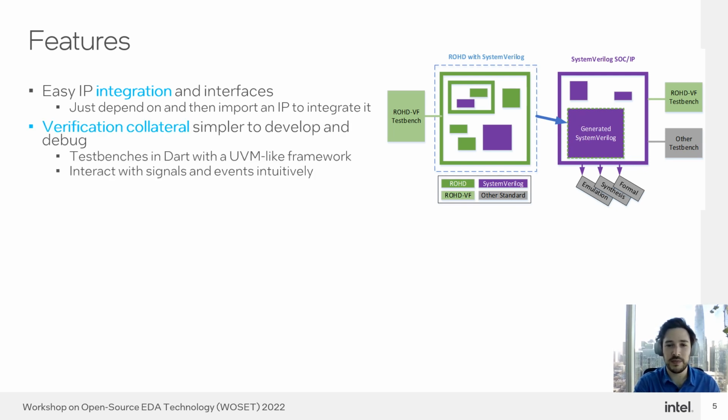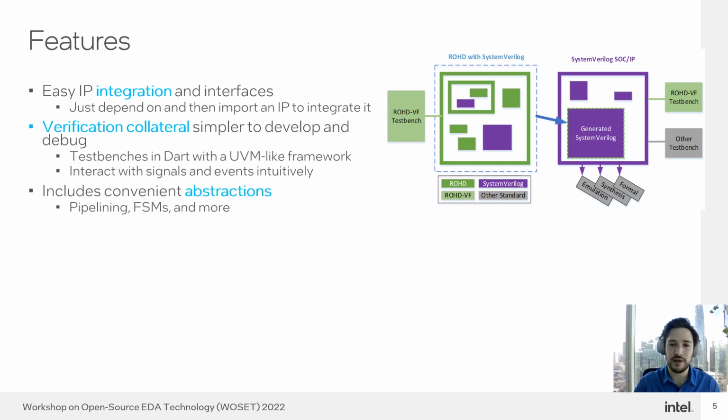Verification collateral is much easier to develop with ROHD. You can write your test benches in Dart using a UVM-like framework called ROHD-VF, which I'll cover in more depth in a future slide. Your test bench runs as native Dart code, meaning you can debug and profile it easily. And it executes in the same thread as your hardware generation and the simulator itself.